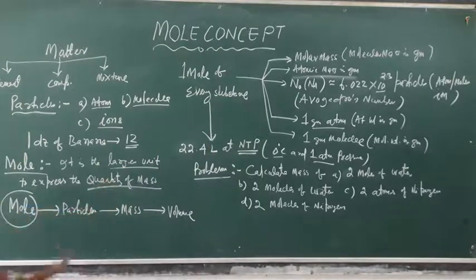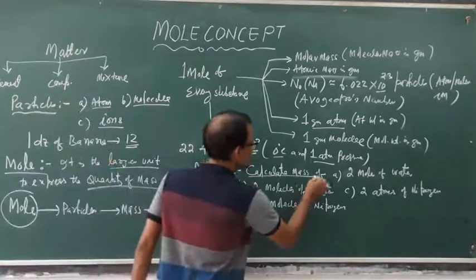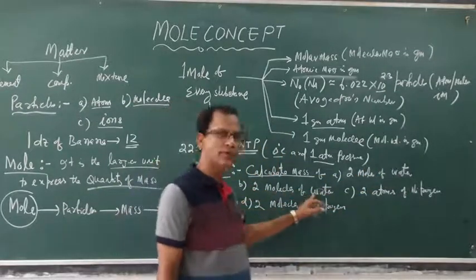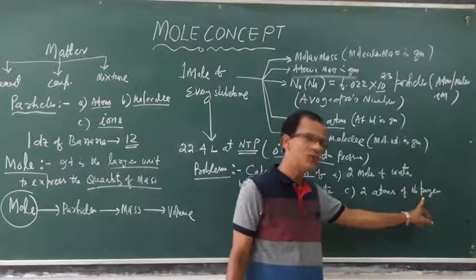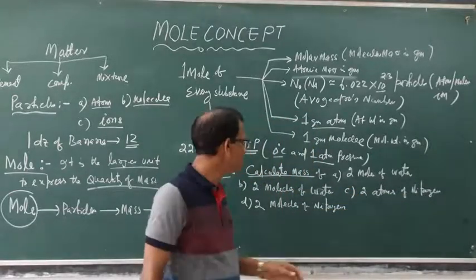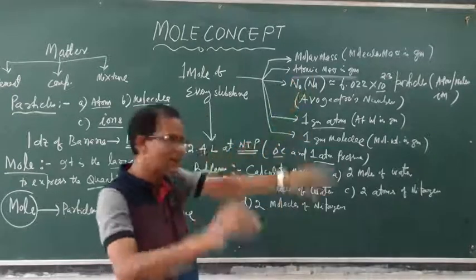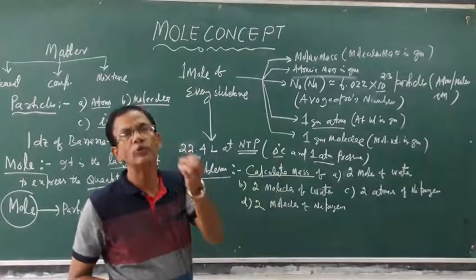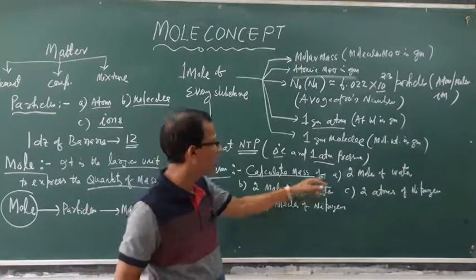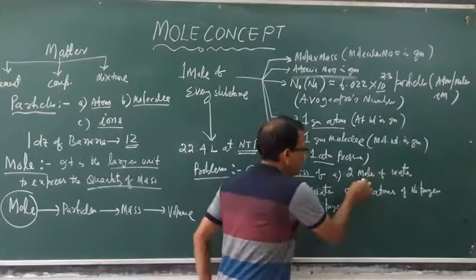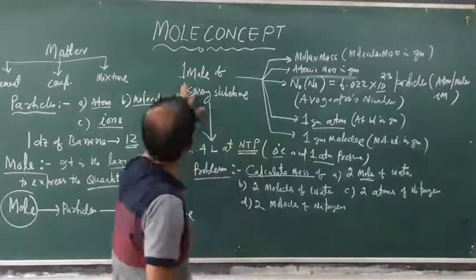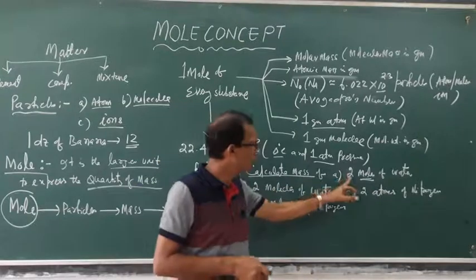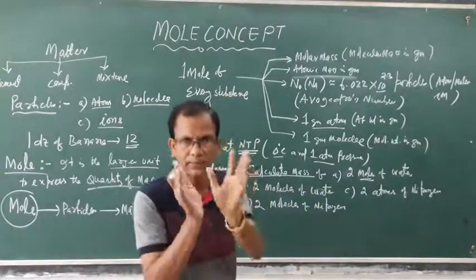We will calculate the mass of 2 moles of water, 2 molecules of water, 2 atoms of nitrogen and 2 molecules of nitrogen. If you see, what are the data given? The question is to calculate mass. We are going to calculate the amount of substance. In the first question, the data given is 2 moles of water. So how much amount of water is taken?